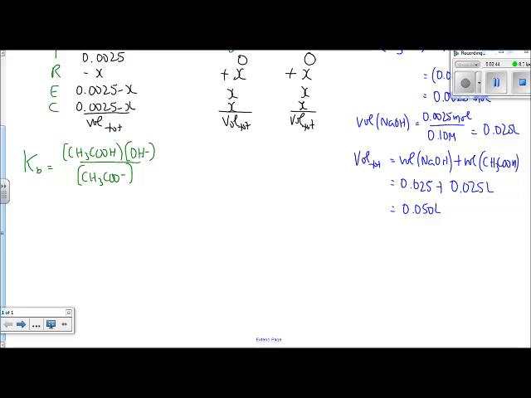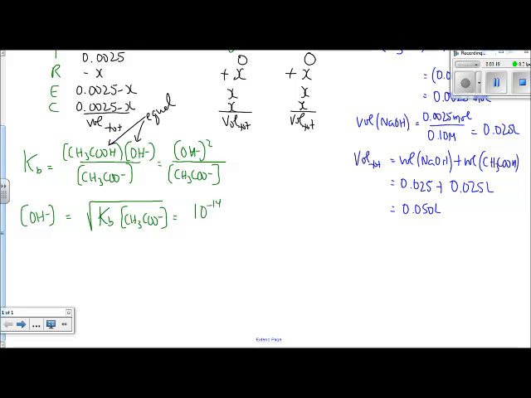Since, in this case, those two products are going to be equal in concentration, we can write molarity of OH minus squared, and then we divide that by the acetate molarity. But it's important that this only works when these two are equal. So we rearrange and isolate OH minus. That'll be equal to Kb times the molarity of the acetate, and the whole square root of that.